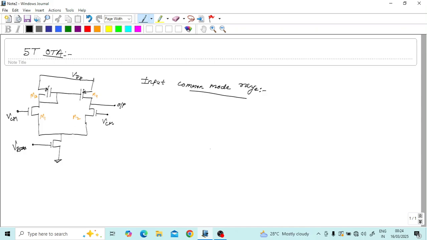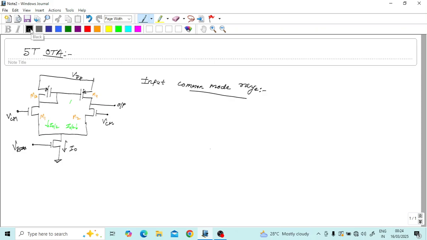As we know, when we apply the same voltage to both terminals, whatever current is flowing through the tail current source will be divided into two parts. Here it will flow I0 by 2, and here it will also flow I0 by 2.